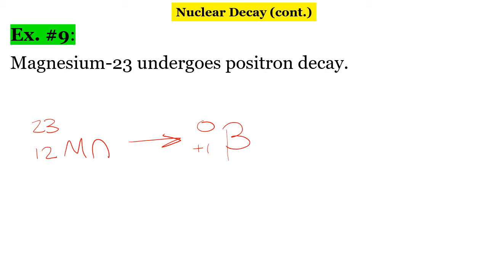Remember the difference between beta decay and positron decay. Positron is going to be plus 1. Beta decay will be minus 1. Okay, plus blank. So here, 11 plus 1 is going to give us 12. And then, of course, 23 plus 0 is going to give us 23. And this is going to be sodium, Na, which is number 11 on the periodic table.